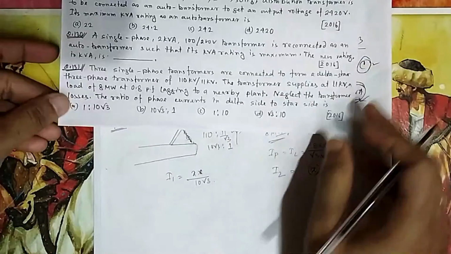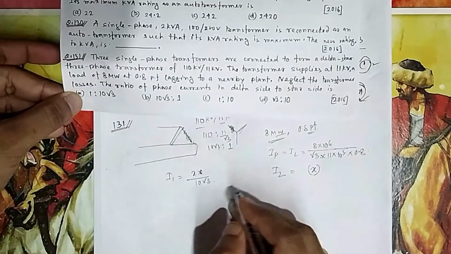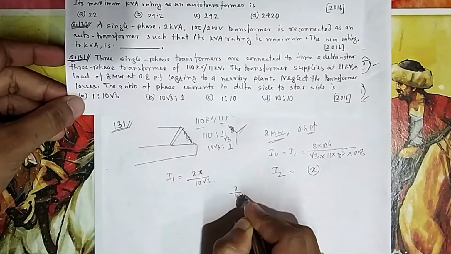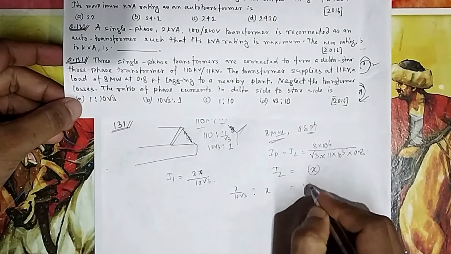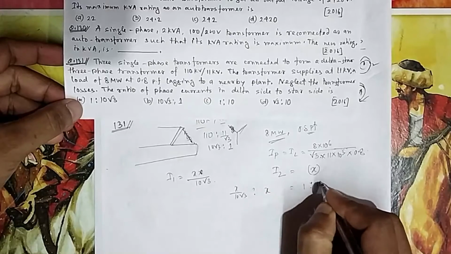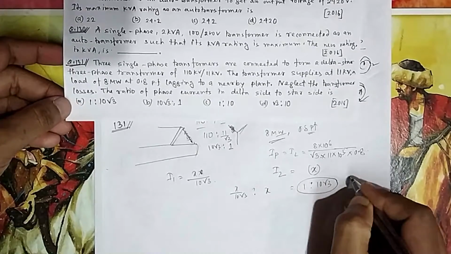So what is the question they are asking? Delta side to star side, meaning this delta side is this one, and this is the star side. Because only the ratio is needed, that's why I am not calculating the value. You can put this value, there is no issue. So it is 1 is to 10 root 3. That is your option A.